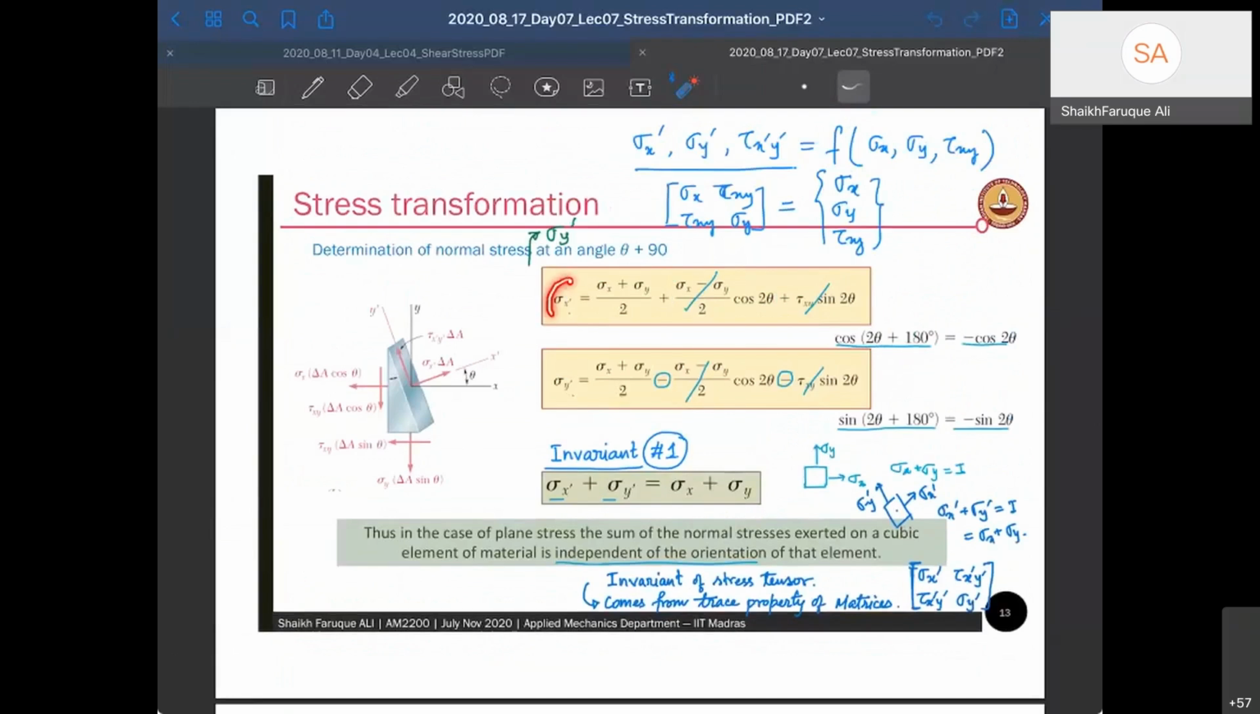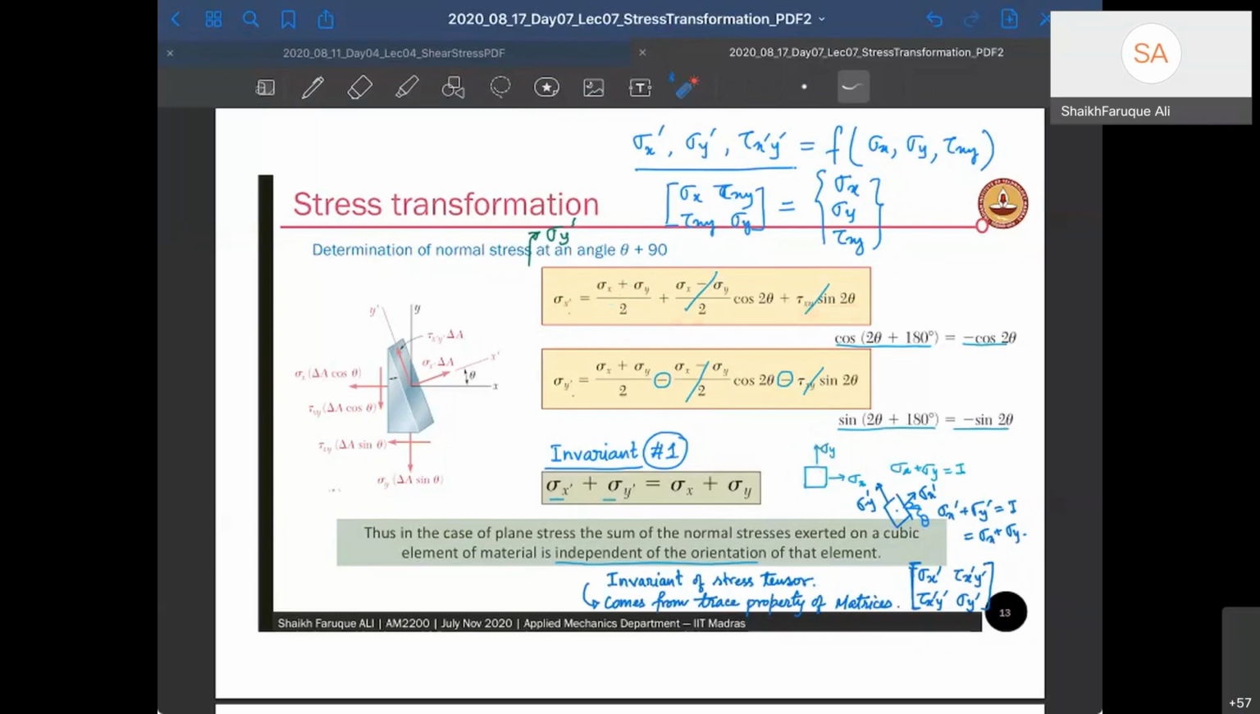sigma x dash and sigma y dash. Let's say they are the two different planes. This is sigma x dash and this is sigma y dash, with an orientation of angle theta from your regular plane, right? This is my regular plane, and the orientation is angle theta here. Then the stresses in the transformed coordinate plane are given by sigma x dash equals sigma x, the stress in the regular plane, plus sigma y, the stress perpendicular to the regular plane, divided by 2, and then this sigma.